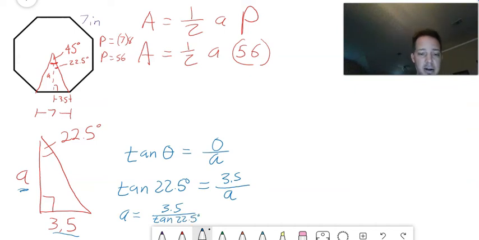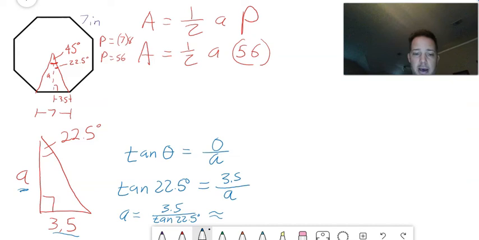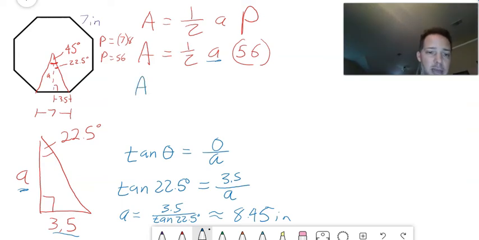So we can type that in our calculator and see what we get. 3.5 over tangent of 22.5. And it looks like we get about 8.45 as our answer on this one. So about 8.45 inches on there. And I can now plug that up here. I get the apothem is 8.45. So let's go ahead and do that and then type that in our calculator.